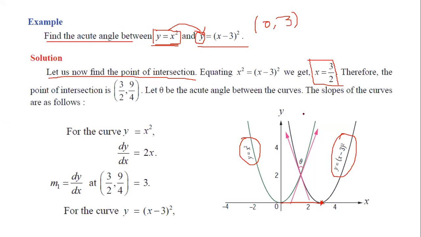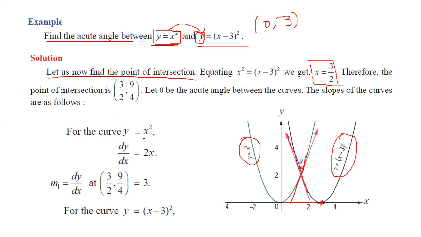See that if there are two curves, then how do we find the angle between two curves? This is the tangent to curve 1, and this is the tangent to curve 2. Then we can find the angle between the two tangents, that is called the angle between two lines.